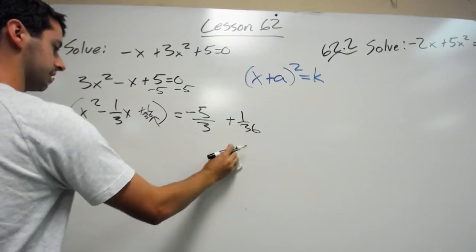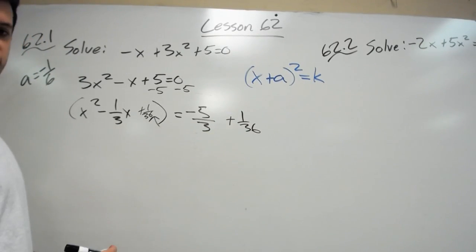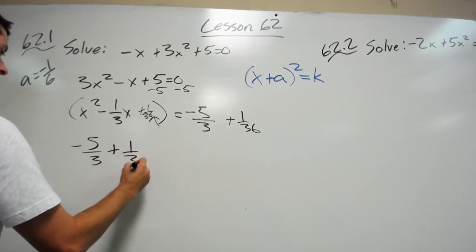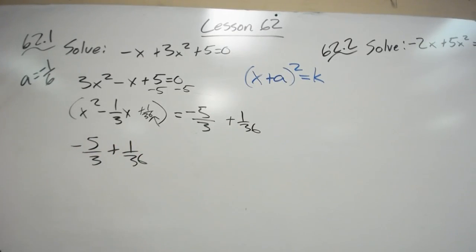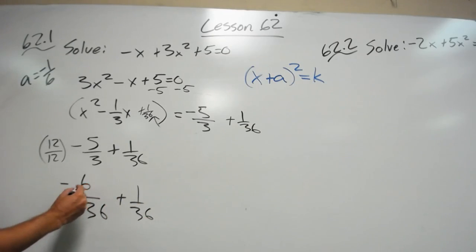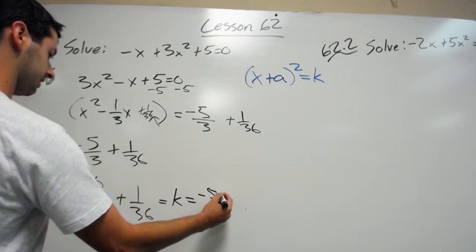And now we have to solve for our fractions here. And once we solve there, we will have solved for k. So negative 5 over 3 plus 1 over 36. We have to get a common denominator, so multiply top and bottom by 12 over 12 to get a common denominator of 36. And 5 times 12, we get negative 60. Add these together. K equals negative 59 over 36.